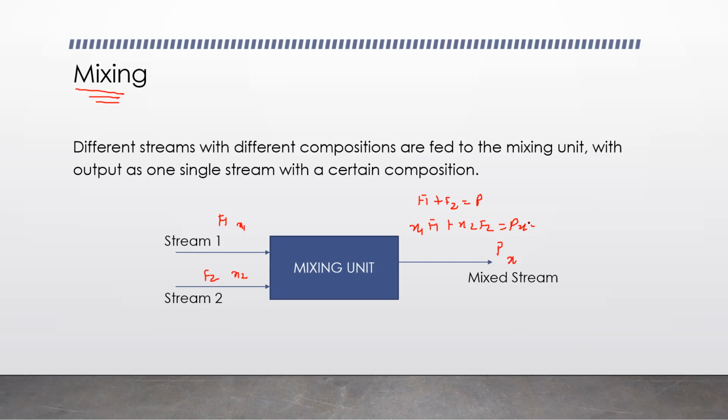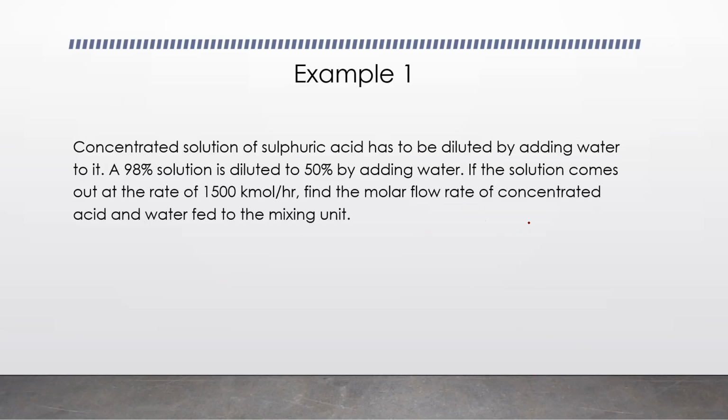So that's all about mixing unit. So let's do problems based on the mixing unit. A concentrated solution of sulfuric acid has to be diluted by adding water to it. A 98% solution is diluted to 50% by adding water. If the solution comes out at the rate of 1500 kilomole per hour, find the molar flow rate of concentrated acid and water fed to the mixing unit.